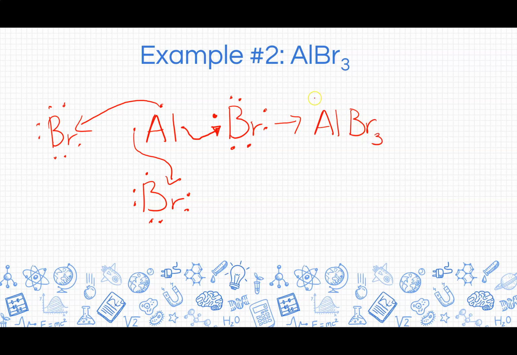That's because aluminum becomes a +3 ion, or I should really say 3+ ion. And bromine is a -1 ion, or a 1- ion, but there are 3 of them. So it's important to realize that bromine doesn't become a 3- ion. It becomes 3 1- ions.